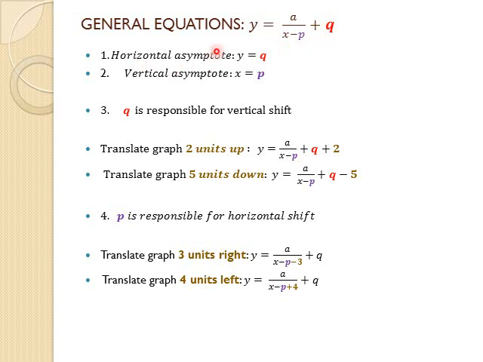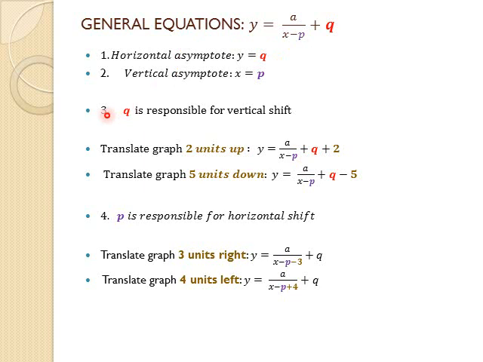All hyperbolas have two asymptotes. The horizontal asymptote will always be y equals the q value. My vertical asymptote will always be x equals p, meaning x minus p gives me 0, therefore it becomes undefined.